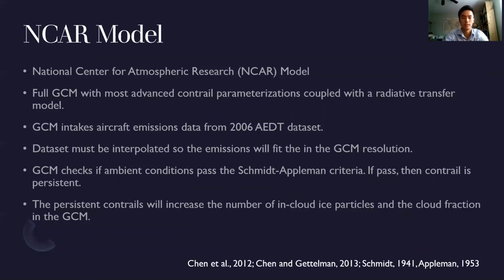Once interpolated, the GCM checks to see if the ambient conditions pass this criteria. This Schmidt-Appleman criteria is basically just saying if the ambient temperature is lower than some critical temperature and the ambient relative humidity with respect to ice is higher than this critical relative humidity, then the contrail is deemed persistent, meaning that it will last in the atmosphere for an extended period of time. These persistent contrails will then increase the number of in-cloud particles and the cloud fraction in the GCM. The amount of increase of both variables is quantified by complex microphysical formulas.